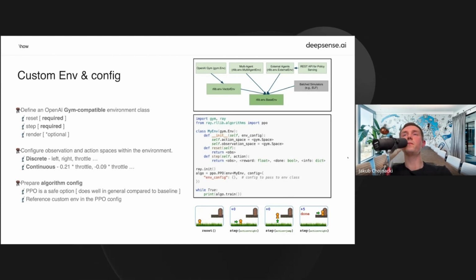After that, there's only a single line of configuration. You can see there's this PPO imported from the algorithms, and this is your algorithm config. This is where you instantiate your algorithm, you prepare your configuration, you pass your environment, and you are ready to go.